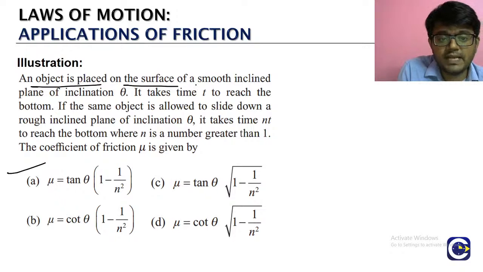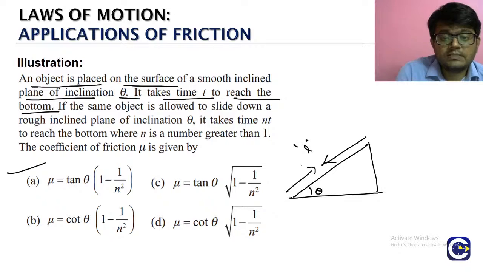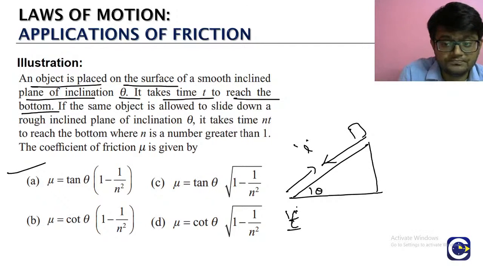An object is placed on the surface of a smooth inclined plane, inclination theta. So it is kept on a smooth inclined plane. What is the angle of the inclined plane? Theta. It takes a time t to reach the bottom. Means if you take the length of the inclined plane to be L, it is taking a time t to slide down. Okay, this is the smooth case.